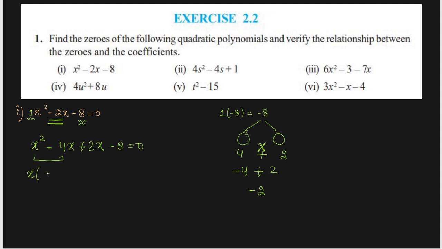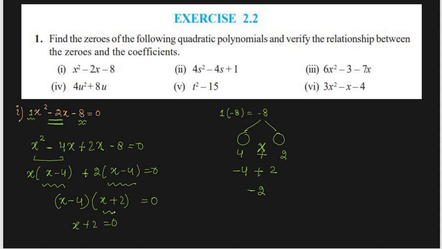Take x common from the first term: x minus 4. Take 2 common from the second term: x minus 4. My factors are perfect, since I'm getting both terms the same. x minus 4 can be taken out, and I get x plus 2 equal to 0. Each factor will be equal to 0: x plus 2 equals 0 and x minus 4 equals 0. So I get x is negative 2 and x is 4. So what are the zeros? Alpha being 4, and beta being negative 2. You can take alpha as negative 2 as well.